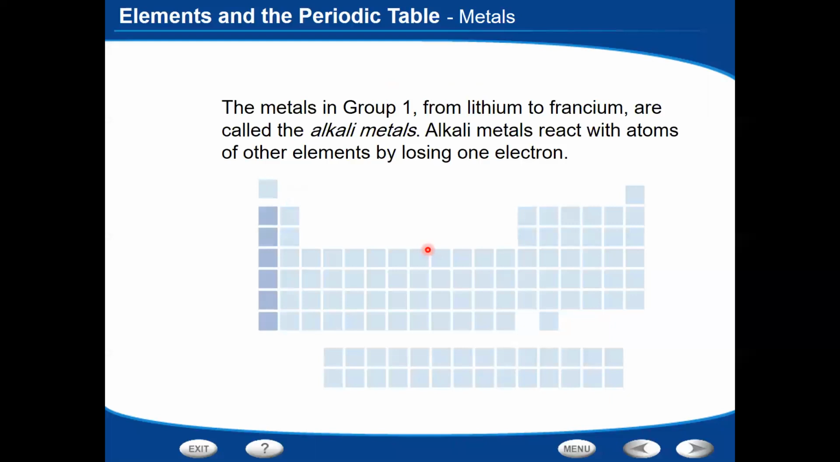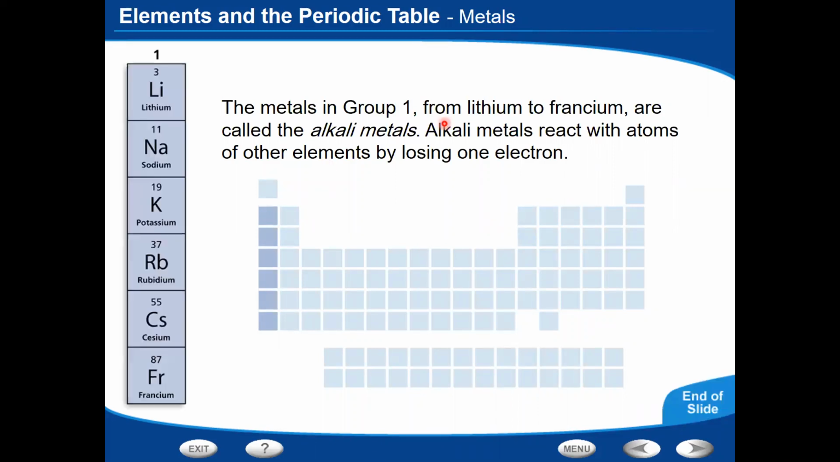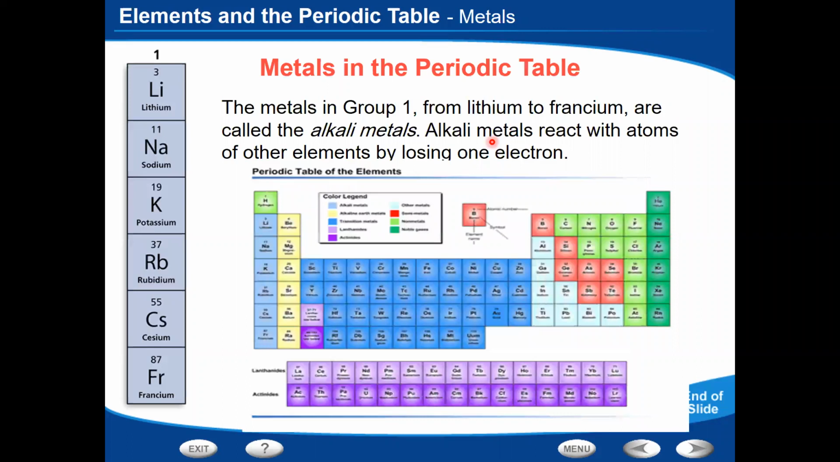Okay, metals in the periodic table, where are they? Anywhere? No, on the left side of the periodic table. And they are in groups. The first group is called alkali metals, except for hydrogen. All the elements in this group are very reactive, and react with other elements by losing one electron. Group one, by losing one electron.